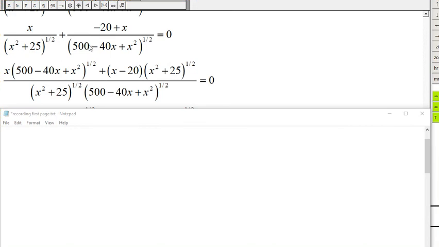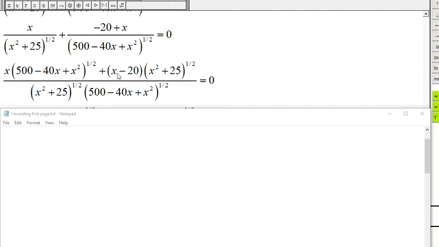Cross multiply, we get x times this expression right here, and then minus 20 plus x, which is the same as x minus 20, times this expression, and then dividing by the product of the two denominators. And now this is equal to 0.